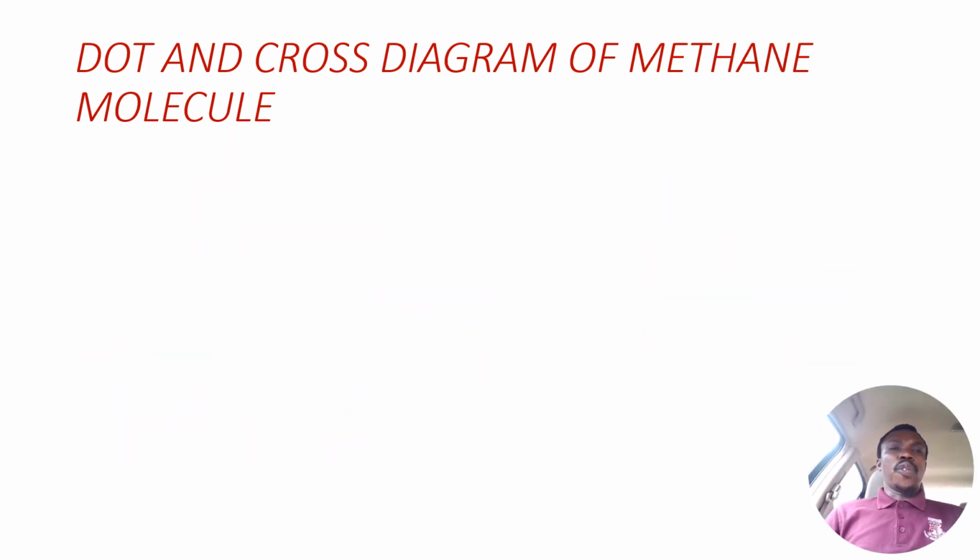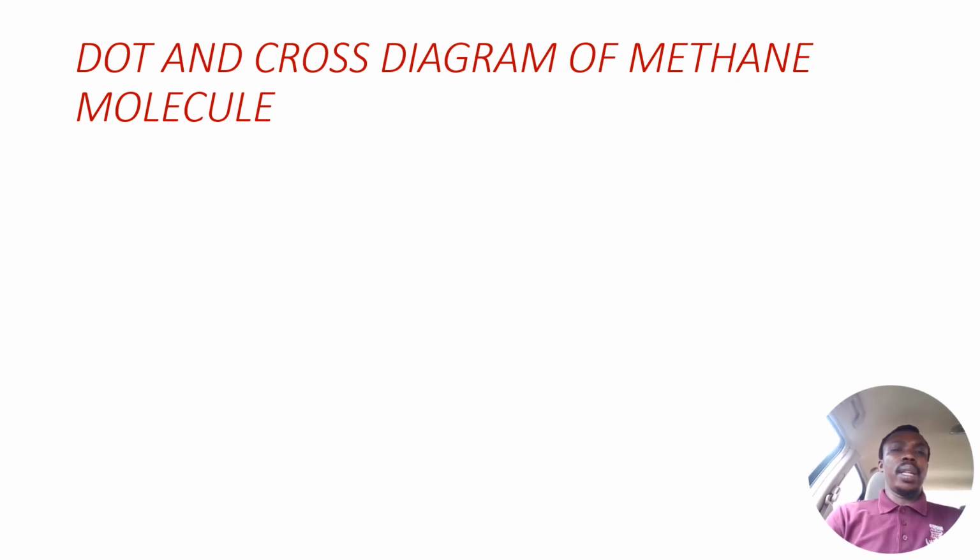So we just want to show the formation of covalent bond in a methane molecule using the dot and cross diagram. A methane molecule is CH4. The formula of methane is CH4. That means a methane molecule contains 4 atoms of hydrogen and 1 atom of carbon. That is formation of covalent bond between atoms of different elements.